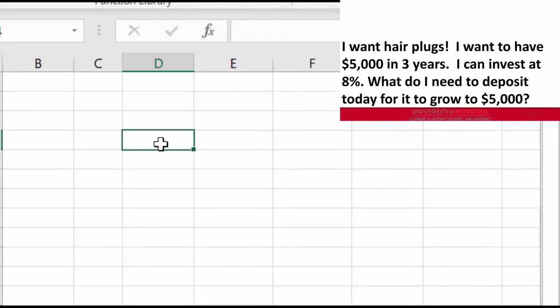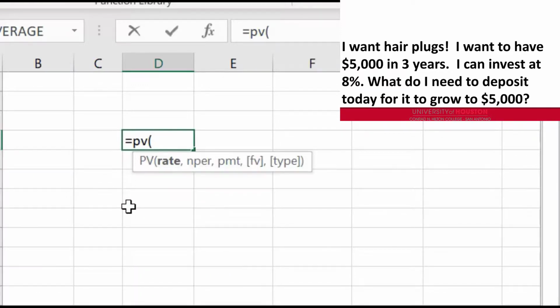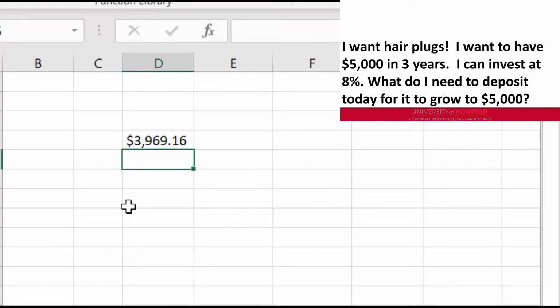Okay, I need to know what I'm depositing today. So that's going to equal present value. So equals PV. The interest rate is 8%. The number of periods is 3 because I need it in 3 years. It's not multiple payments, but I know I need to grow to $5,000 in order to have my money. I can then close it out, and if I put in $3,969.16 today, it will grow in 3 years to the $5,000 I need.